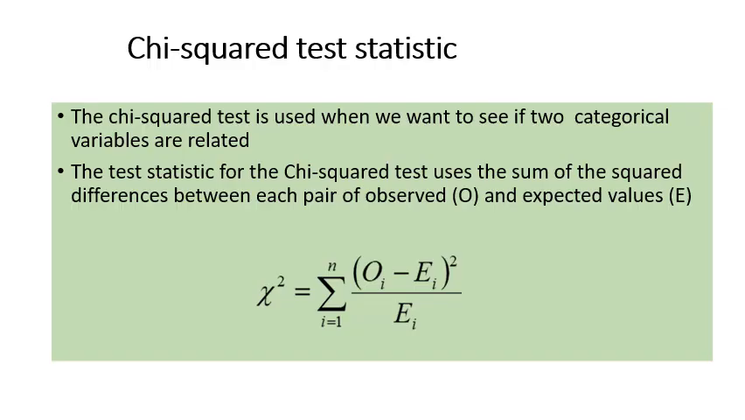And if you're going to take a look at chi-squared, as I mentioned, we want to see if two categorical variables are related, and we are going to use the observed frequency and the expected frequency if we do it manually, and that is the formula. But when we are not doing it manually, we are going to use statistical software.